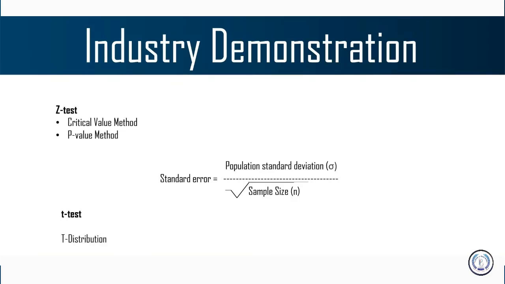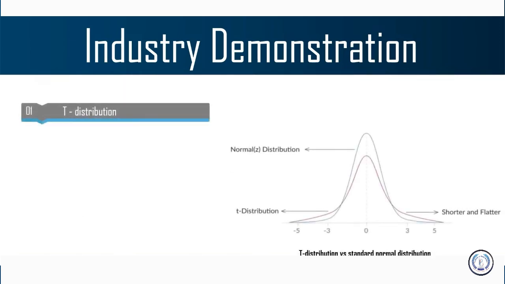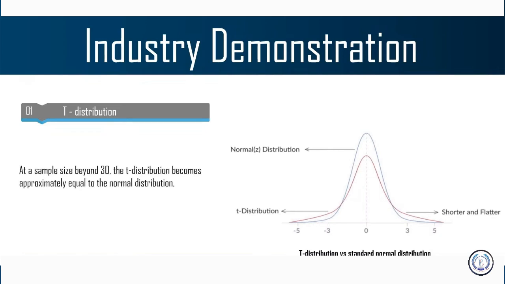Before understanding the t-test, first let's understand the t-distribution. The t-distribution's graph is very similar to the normal distribution. You can see here the normal distribution graph in blue and the t-distribution graph in red. The only difference is that the t-distribution graph is shorter and a little flatter. It is symmetrical about its central tendency. However, it is shorter than the normal distribution and has flatter tails, which means it has a larger standard deviation. At a sample size beyond 30, the t-distribution becomes approximately equal to the normal distribution.